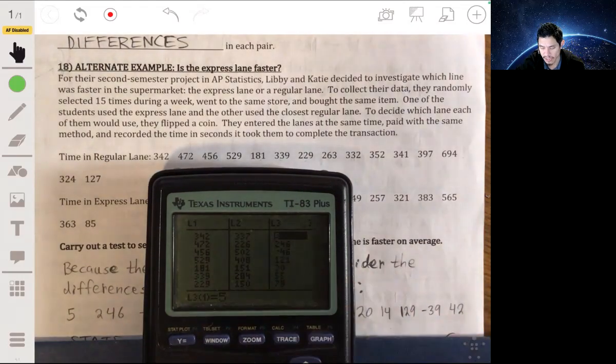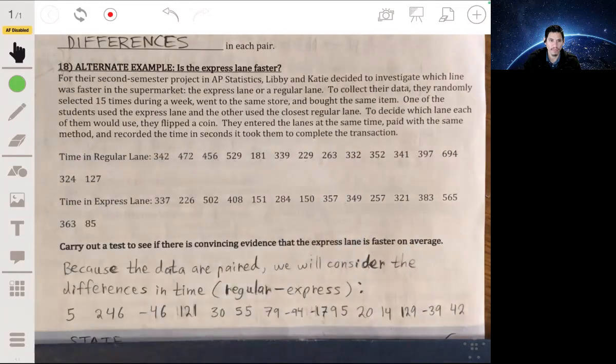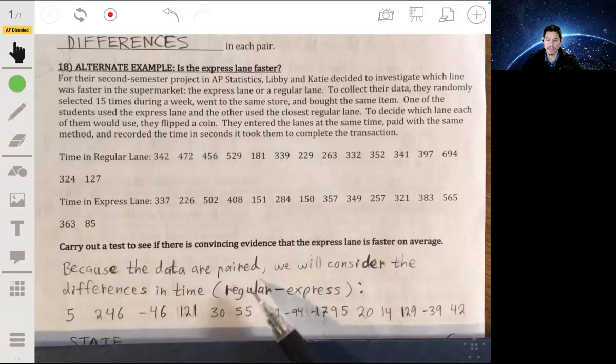So this is what I'm going to analyze. Now, since we're analyzing the differences, and since the expression is regular minus express lane, that'll be the equation for the differences. In order for the express lane to be faster than the regular lane, that means that this equation needs to be greater than 0. We want to aim for a positive number.